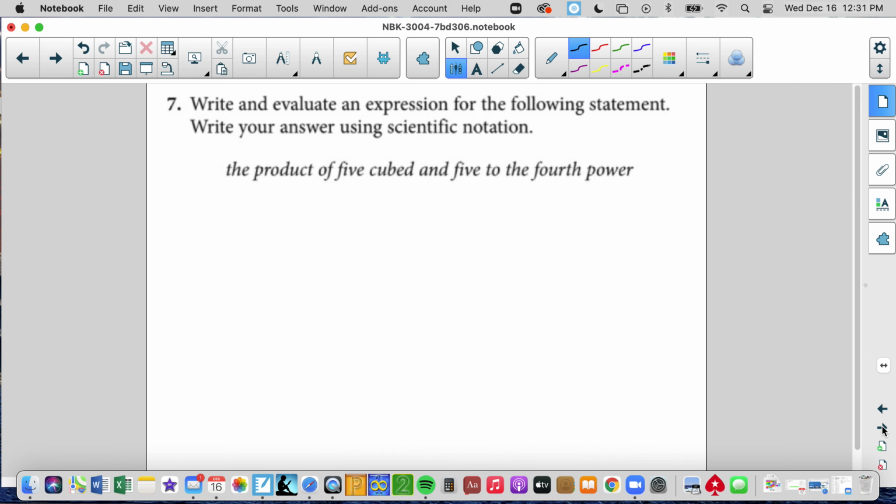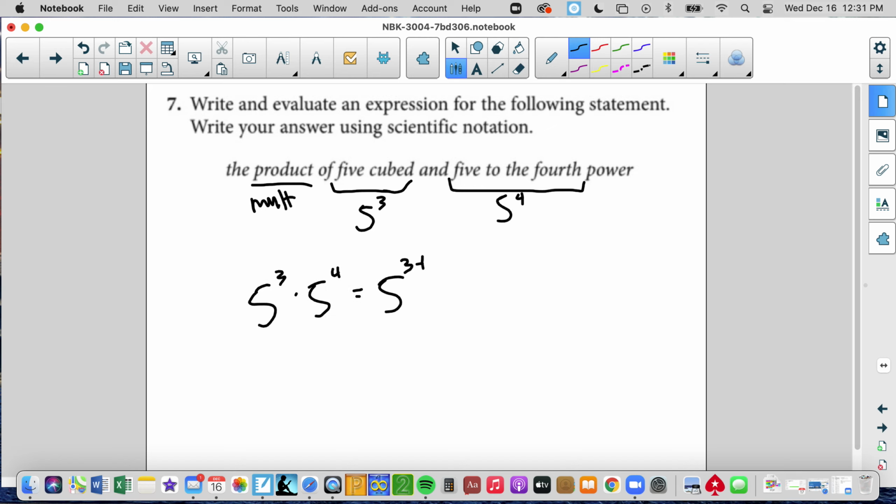Write and evaluate the following statement. Write your answer using scientific notation. The product, that's multiplication, of 5 to the 3rd and 5 to the 4th. So we're multiplying those. Since we are multiplying like bases, we are going to add their exponents, which becomes 5 to the 7th.